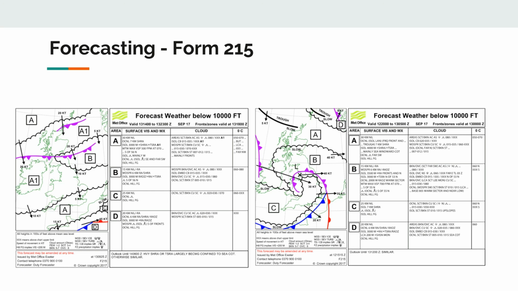And if you look at the bottom, it will say heavy showers or thunderstorms largely becoming confined to the sea coast, otherwise similar. So that's just a basic overview. So you can say heavy showers largely confined to sea, so in the afternoon you can be sure that the flight is safe. So it's just your judgment really of what you think.